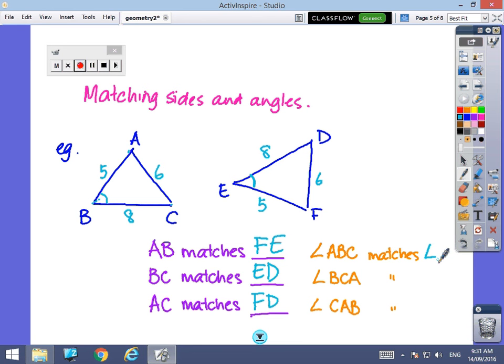angle FED. Then angle BCA in this triangle is between 8 and 6, so I'm looking for the angle between 8 and 6 here, and so I'm going to say it matches angle EDF.